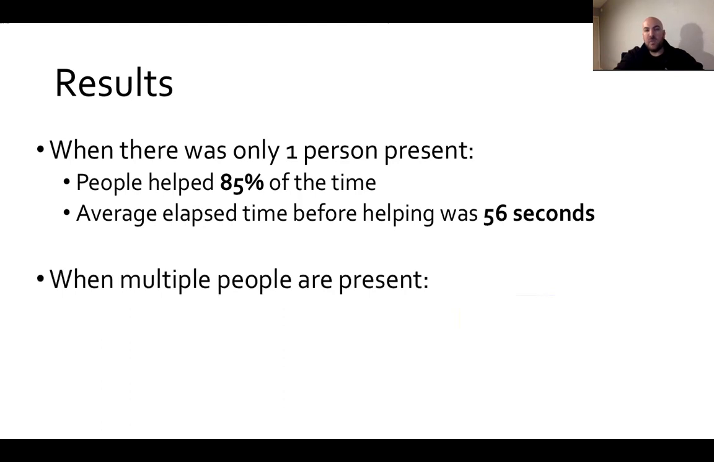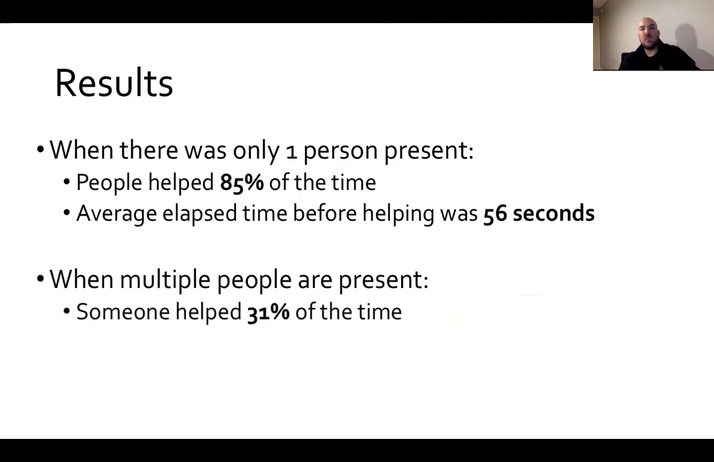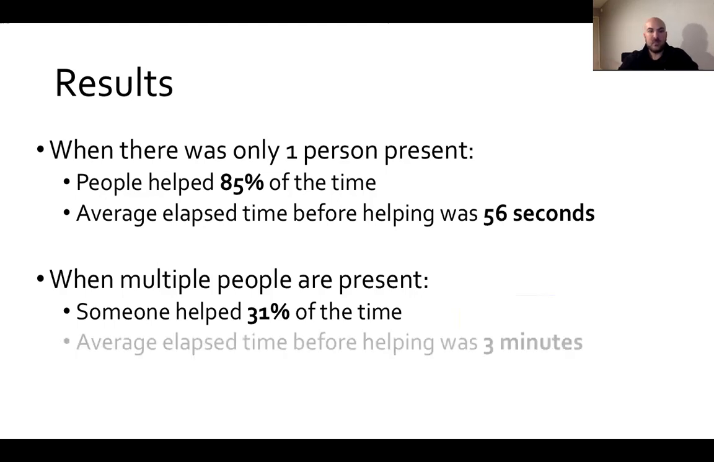When multiple people are present, only 31% of the time did at least one person open the door. Meaning 69% of people sat in their room, didn't open the door, and carried on with that phone call. Only 31% of people helped. And of those 31% that helped, it took them on average about 3 minutes to make the decision to open the door.